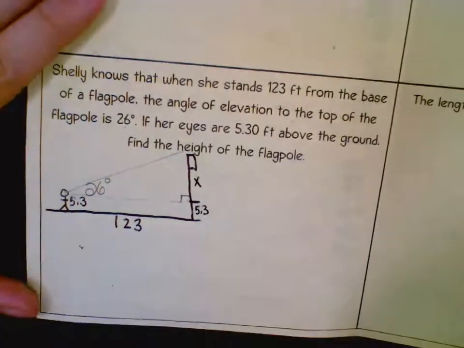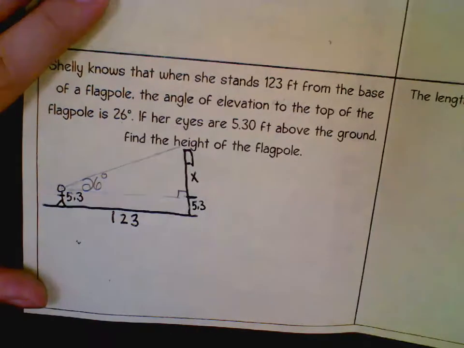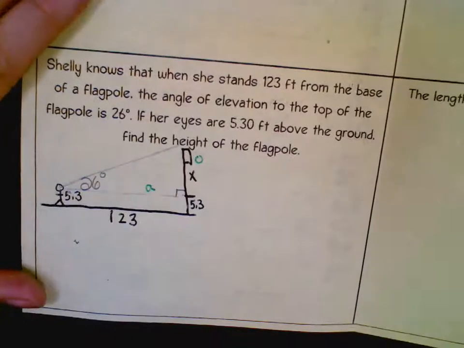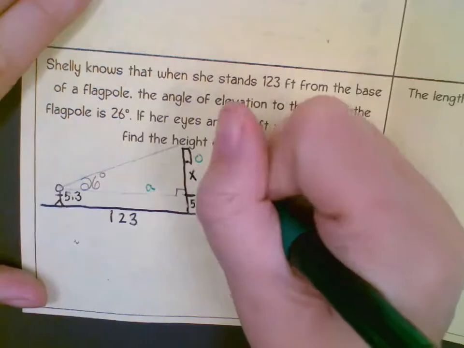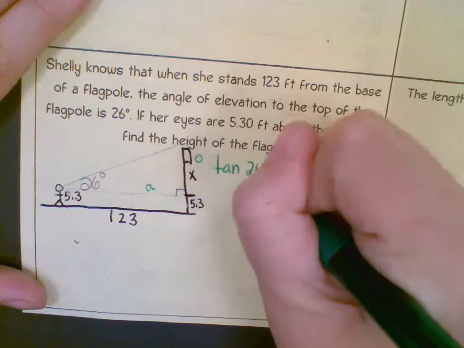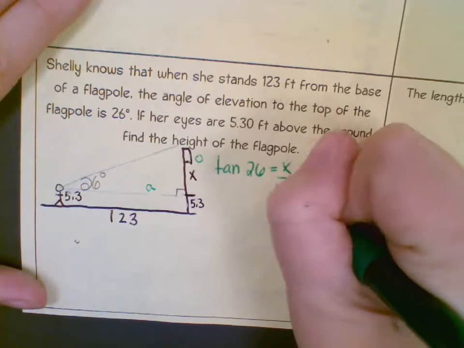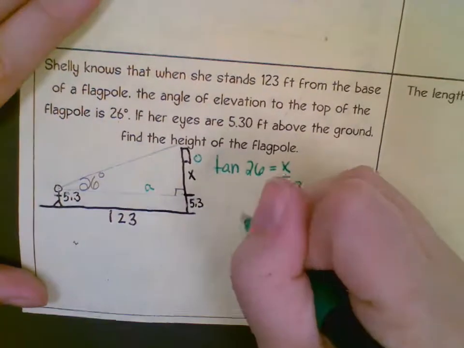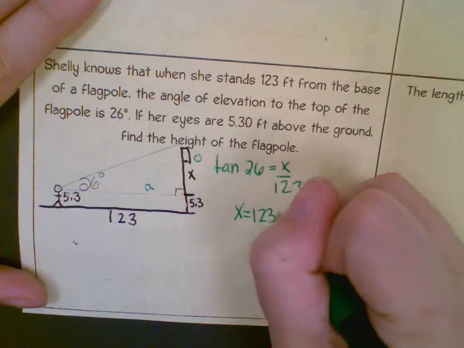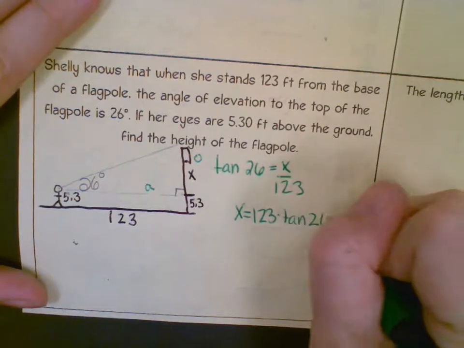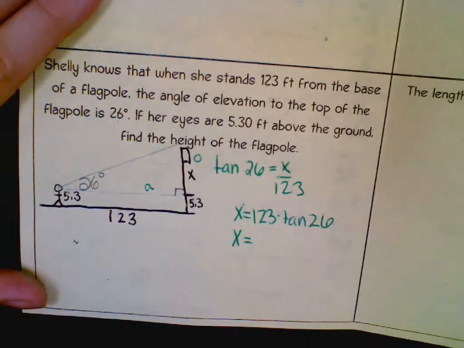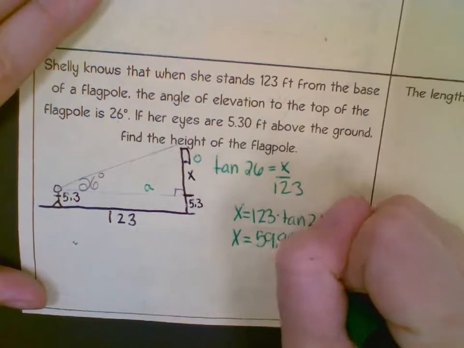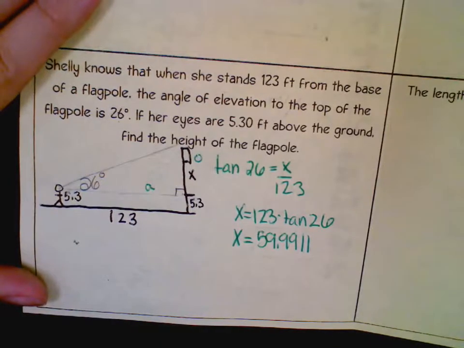So if we use SOHCAHTOA, we have opposite over here and adjacent down there. So we would use tangent to set up our equation. So the tangent of 26 equals x over 123. So x equals 123 times the tangent of 26. So when you type that in your calculator, we get 59.9911. So is that the height of the flagpole?